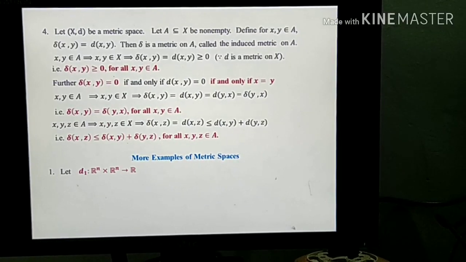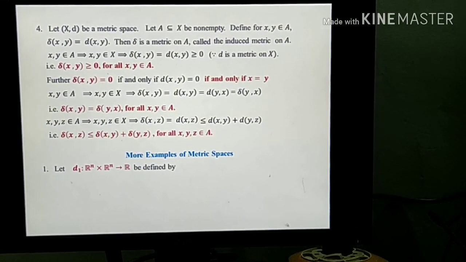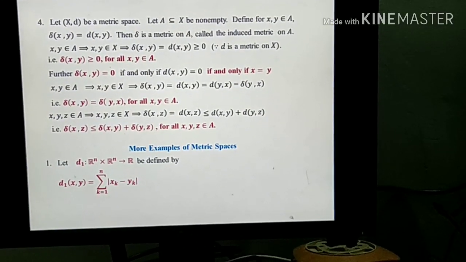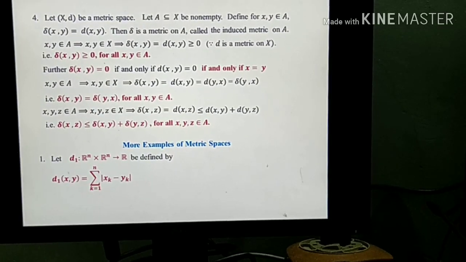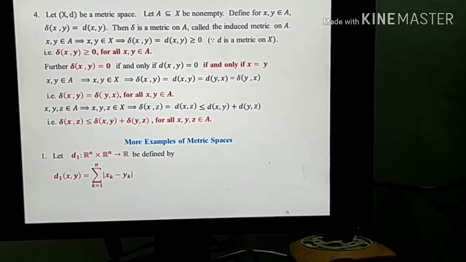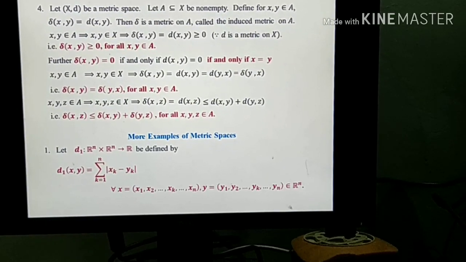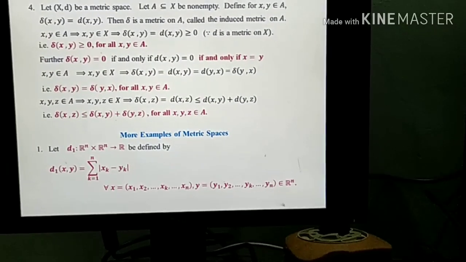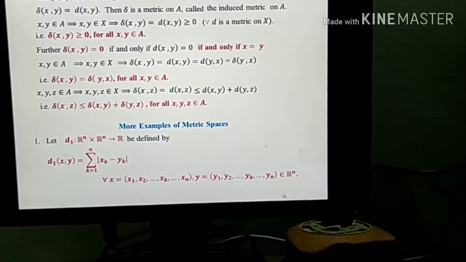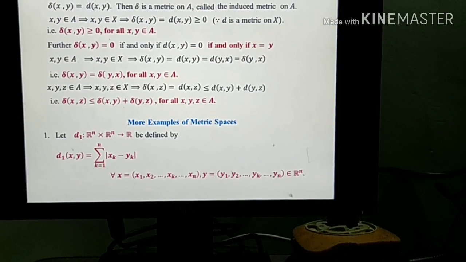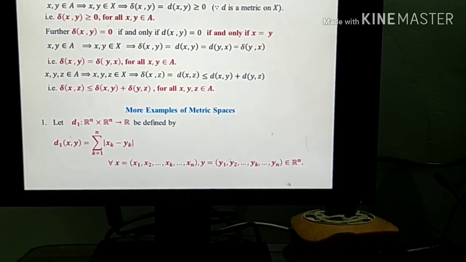First example, let d1 from Rn cross Rn to R be defined by d1 xy is equal to summation of mod xk minus yk, k is from 1 to n, where x and y are obviously n tuples, as x is equal to x1, x2, up to xn, and y is equal to y1, y2 up to yn. These are the n tuples of real numbers, belongs to Rn.